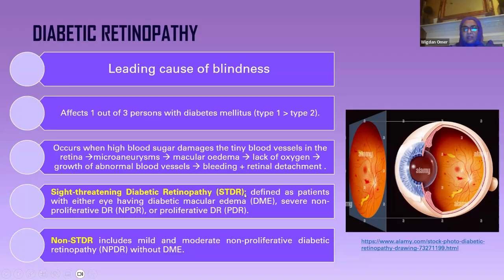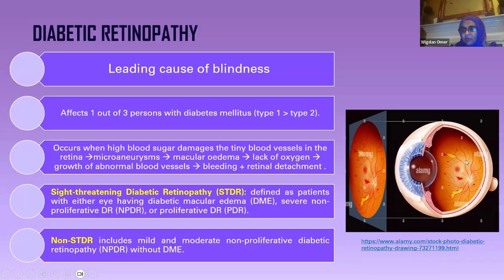So the paper basically categorized the patients into 2 groups, those with sight-threatening diabetic retinopathy and those with non-sight-threatening diabetic retinopathy. The sight-threatening are patients with either eye having diabetic macular edema. The macular edema occurs when those damaged capillaries or small blood vessels start to leak fluid and fat into the retina and obliterating some of those photosensitive cells, which impede or produce abnormal vision. Severe non-proliferative diabetic retinopathy is just the maximum amount of leakage that can happen from those damaged cells.